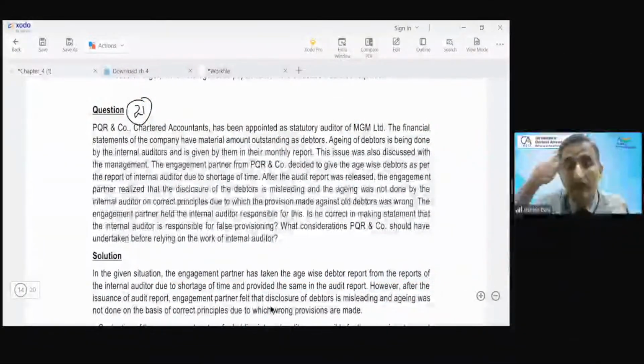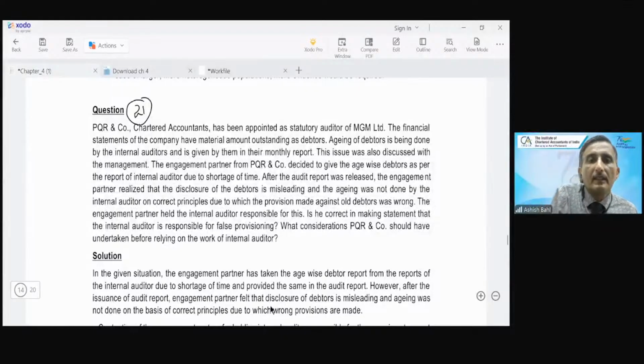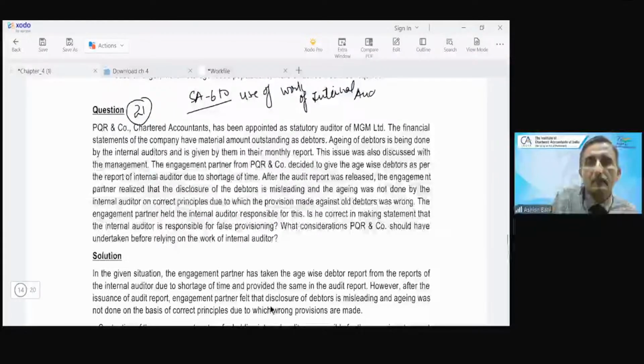Yes, welcome back, students. So another question. This is again on SA 610. Use of work of internal auditor. Now read this question carefully, students.